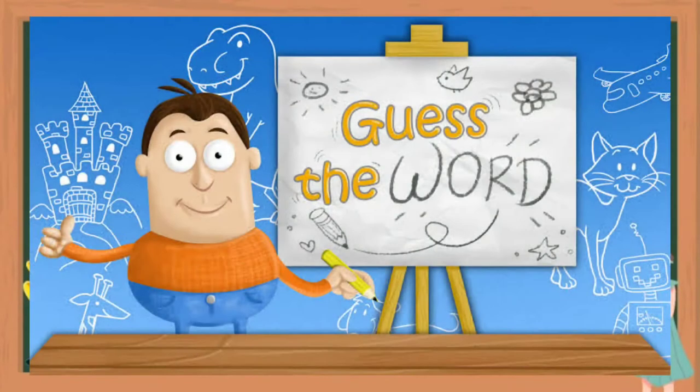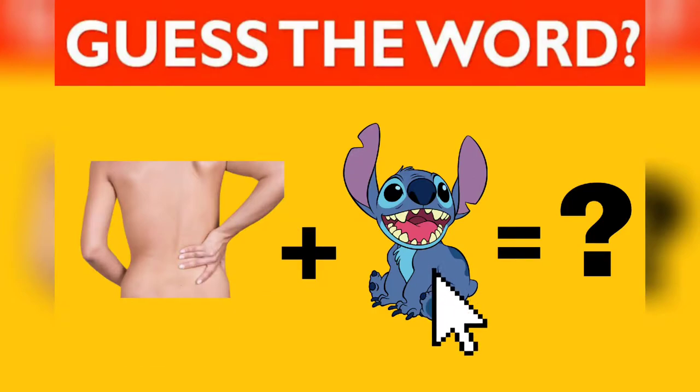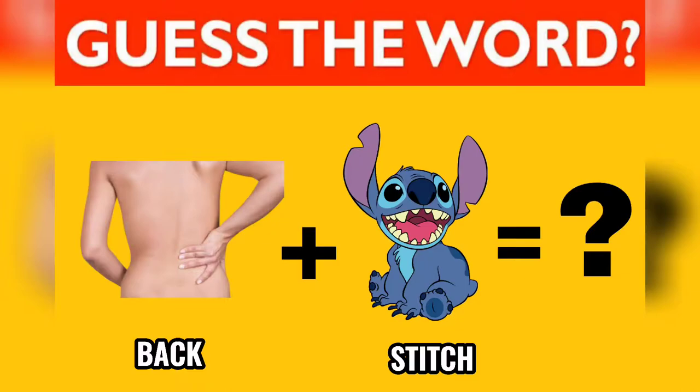But before that, let's play a guessing game. I am going to show you a picture and you are going to identify what is on the picture. Okay, so in the first picture, what do you see? Okay, it is a back. How about the second picture? Are you familiar with this picture? Okay, very good. It is a stitch. If you combine back and stitch, we have... Okay, very good. Back stitch.